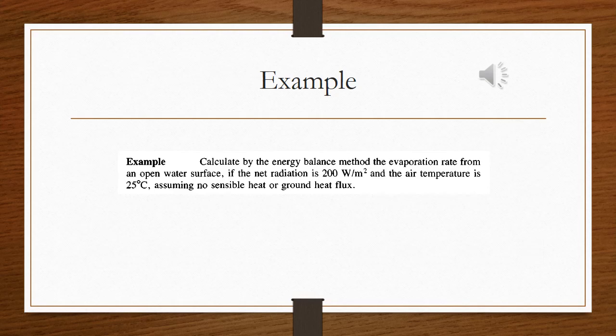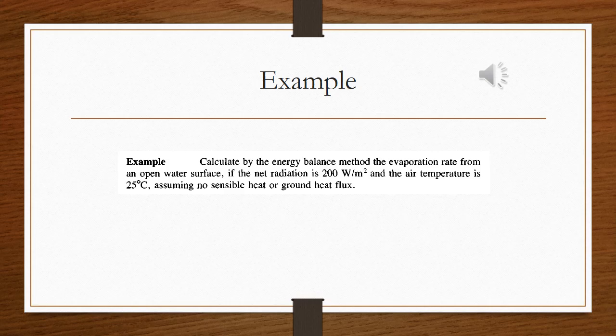It's better to solve an example here in order to understand this energy balance theorem. We are going to calculate by the energy balance method the evaporation rate from an open water surface if the net radiation is 200 watt per meter square and the air temperature is 25 centigrade degree. We are going to assume no sensible heat or ground heat flux. So that means there is no Hs and G. We are going to take these parameters as zero.